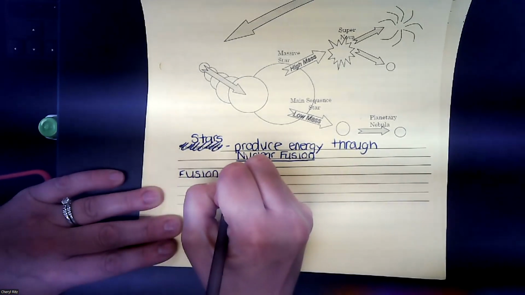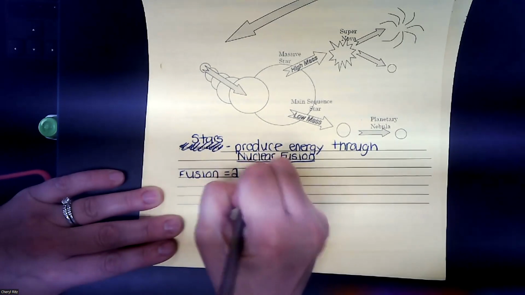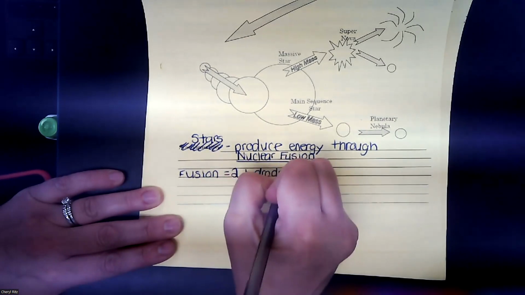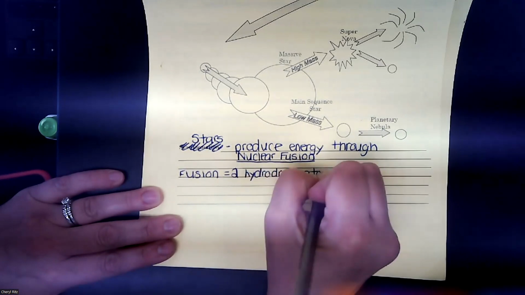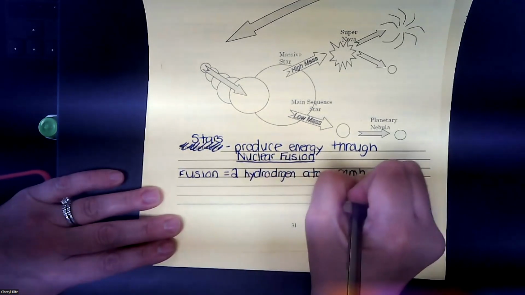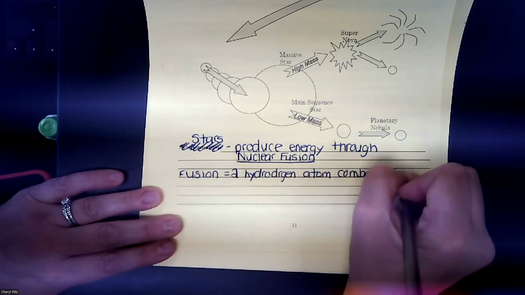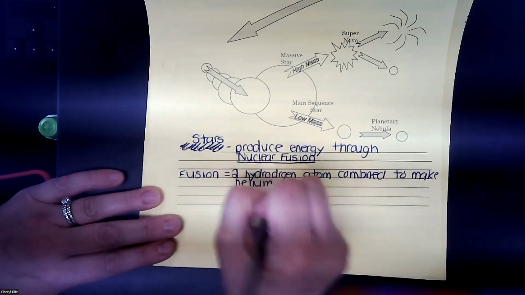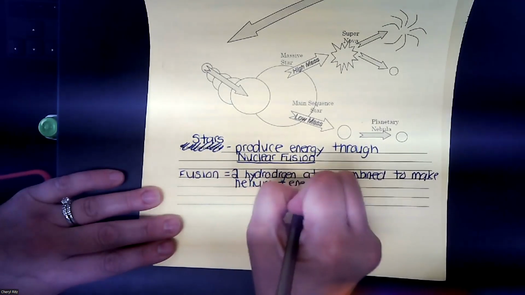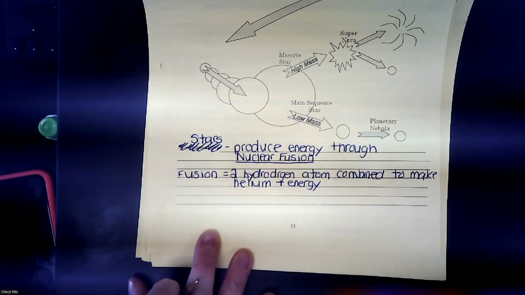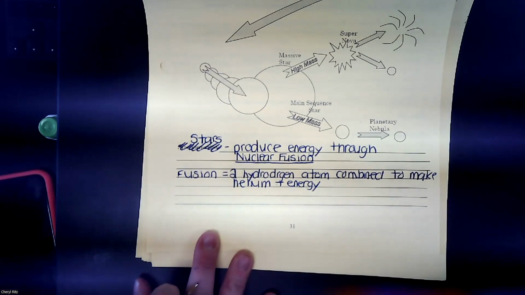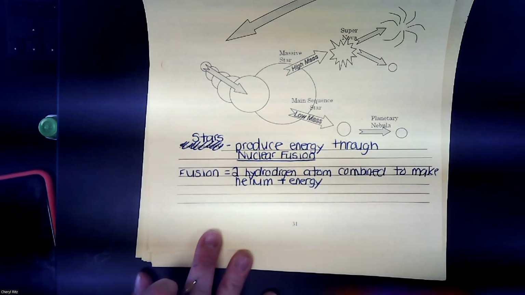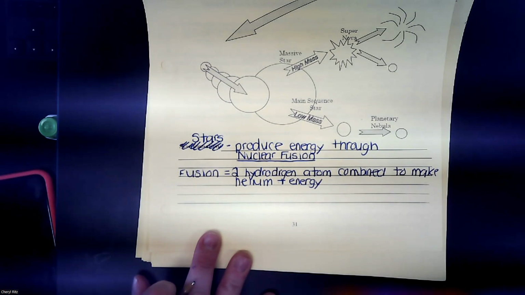It is two hydrogen atoms combined to make helium, and energy. When you combine two elements, you release a lot of energy. In fact, there's so much that we cannot do this here on Earth. So the sun does it, and any star does it.